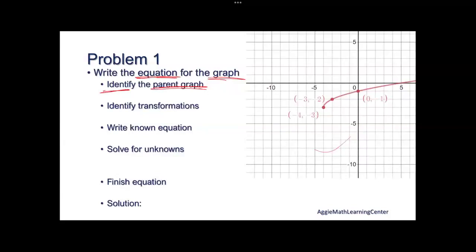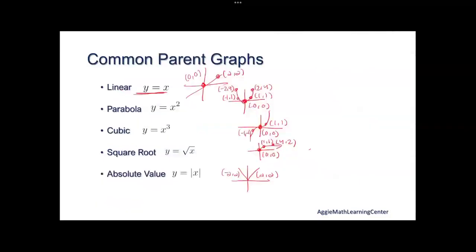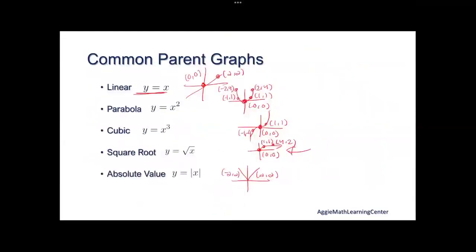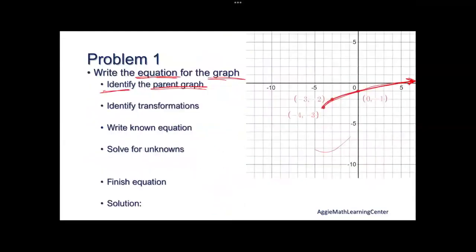We have a function that looks like this, which is our only parent graph that looks like that, a square root function. You shouldn't get any other problems with parent graphs other than those on the CBE. Then we want to identify transformations. So our original parent graph, I'm going to draw it up here. Remember, we have a point at 1, 1, then we have a point at 4, 2.